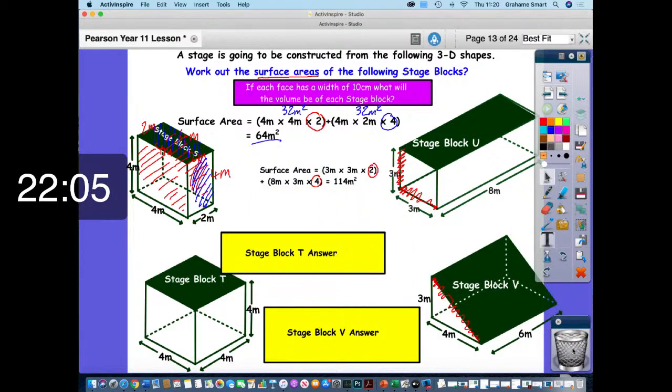Let's put that one away. And then stage block T and stage block V. I'll give you another minute to try and finish those off. And if anyone's managed to get this bit done, that'll be very impressive, because it's not easy, that one.